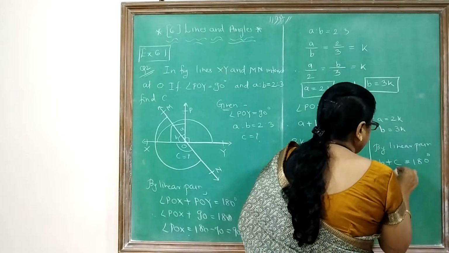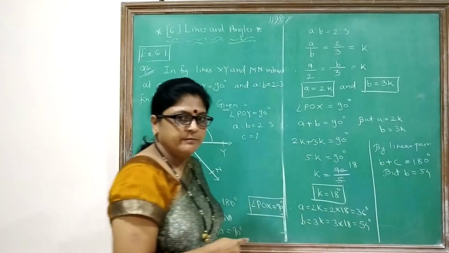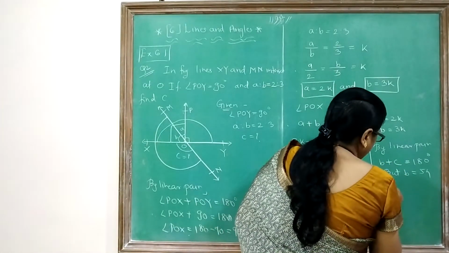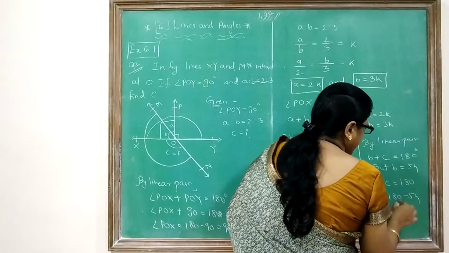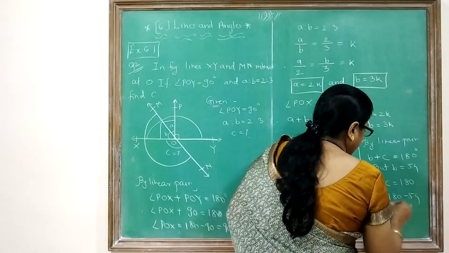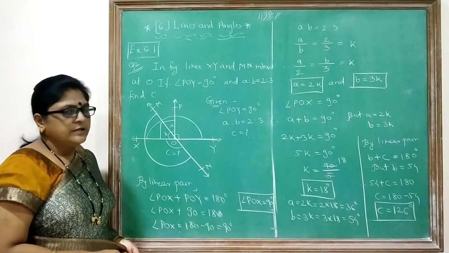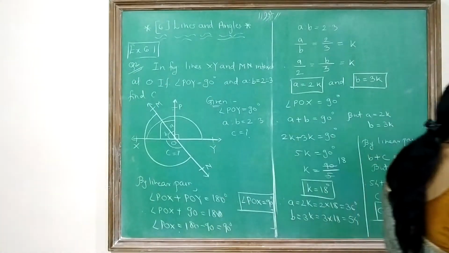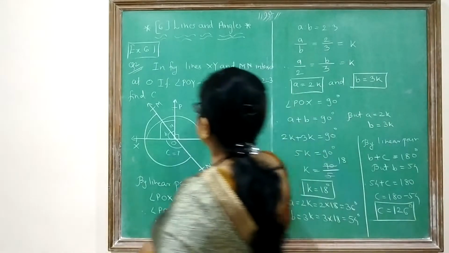But what is the B value? B value is 54. Then we put here 54 plus C equal to 180, so C equals 180 minus 54. Then 10 minus 4 is 6, 7 minus 5 is 2, and 1. Means your final answer is what? C equal to 126 degree. Then see your next example.